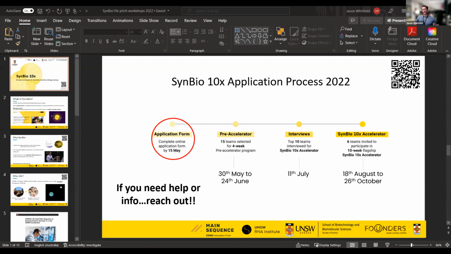We'll run interviews generally around mid to late July for the top 10 teams. So pre-accelerator is 15 teams. We'll interview the top 10, and then the final 6 are selected to run through the accelerator from the 18th of August to 26th of October.